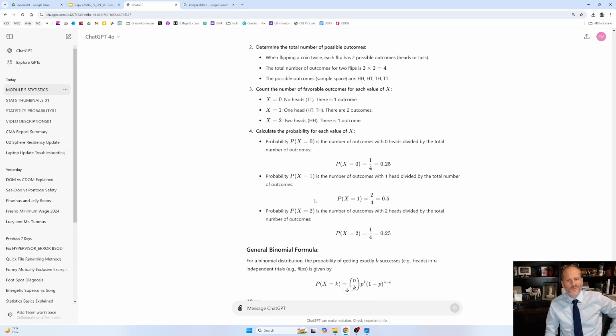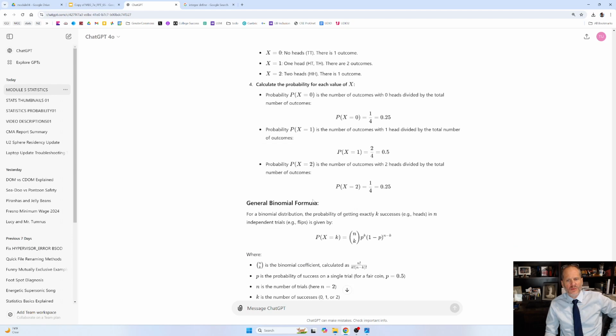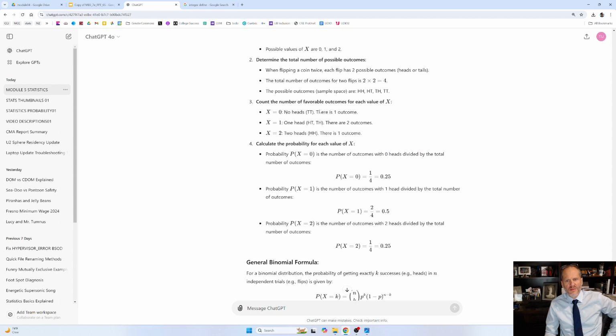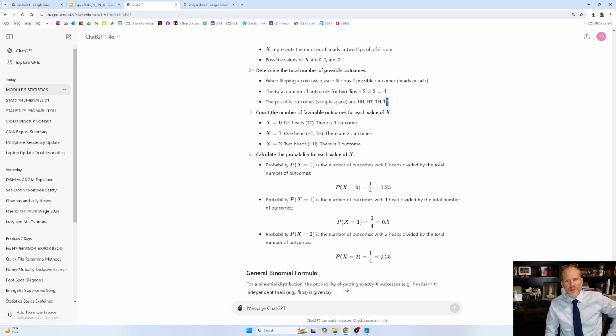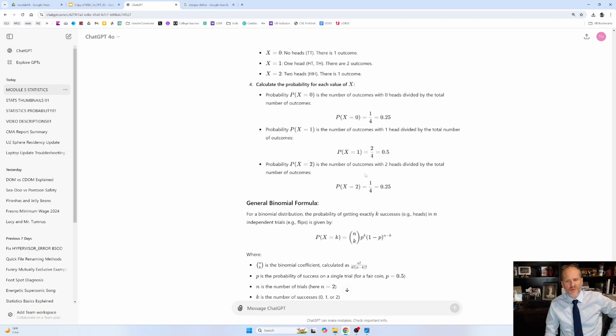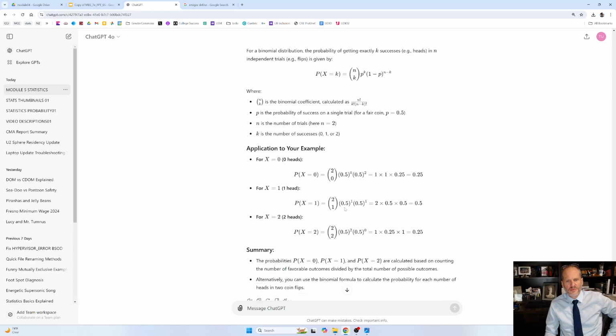Now I get it. The probability of X equals 0 is the number of outcomes with 0 heads divided by the total number of outcomes. The number of outcomes with 0 heads is 1, divided by the total number of outcomes, 4, is 1 over 4, or 0.25. So that's all the math we just did.